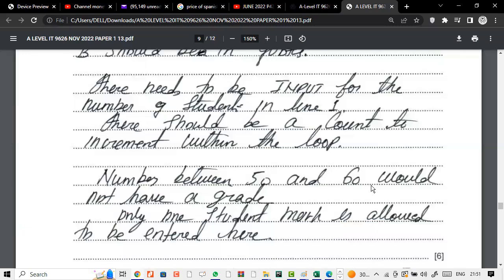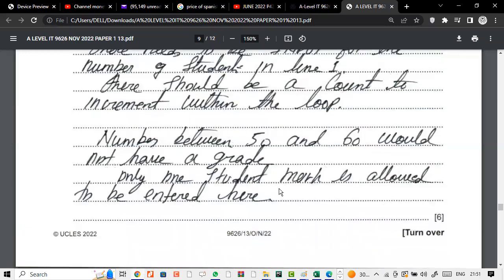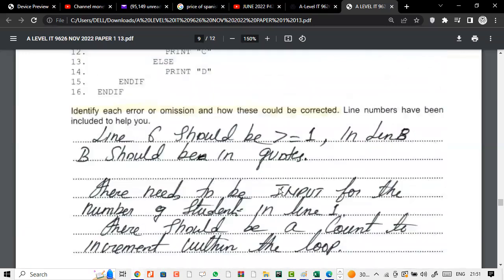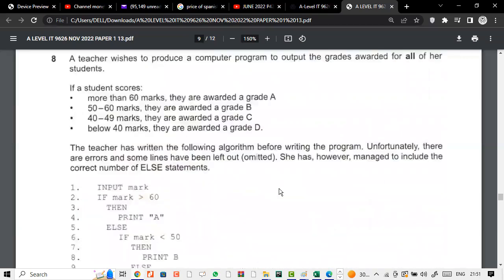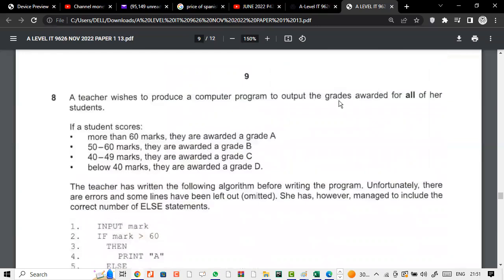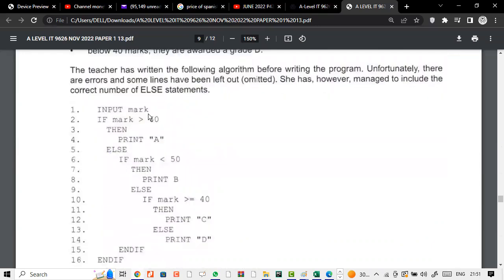Only one student mark is allowed to be entered because the question over here says, I'll just show you, we should produce a computer program to output the grades awarded for all our students. So over here is just one input mark for one. So you have to go through this again and you will get it in a better way. There could be other mistakes as well.